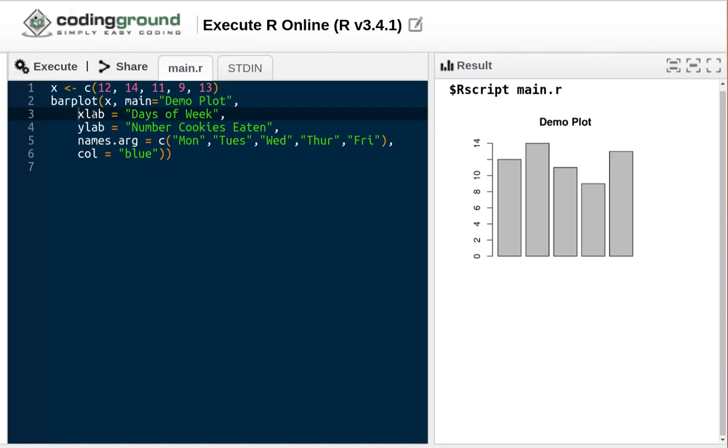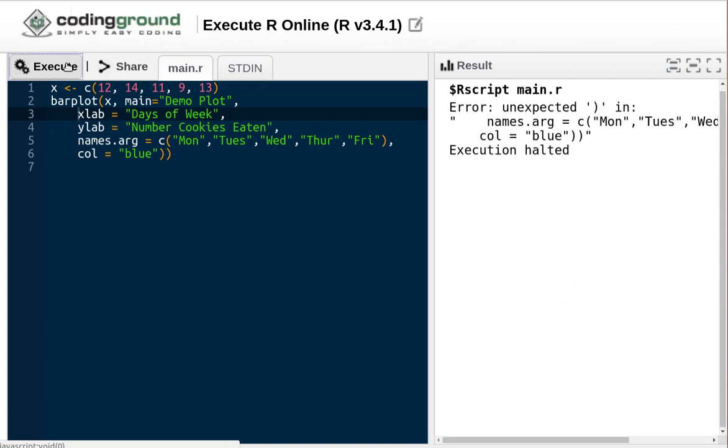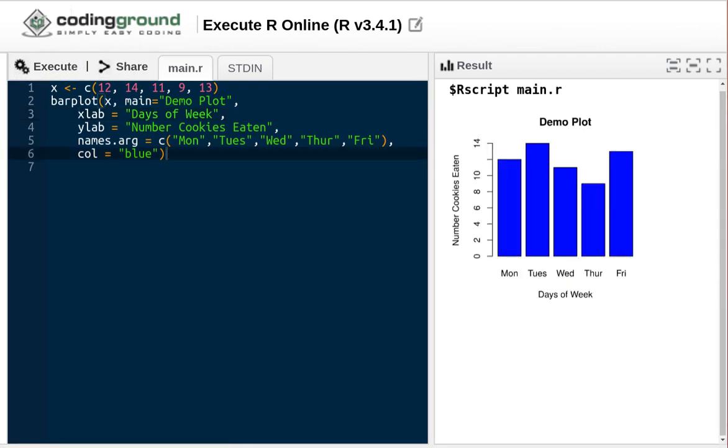Now I'd like to have the X label be days of the week, the Y label be the number of cookies eaten. I'd like to have the name arguments of Monday, Tuesday, Wednesday, Thursday, and Friday in the order that they show up here. So Monday, Tuesday, Wednesday, Thursday, and Friday. And I'd like to color it blue just because I think that's more colorful. Okay, I had an extra parenthesis on here that I needed to correct. Okay, so there you are.